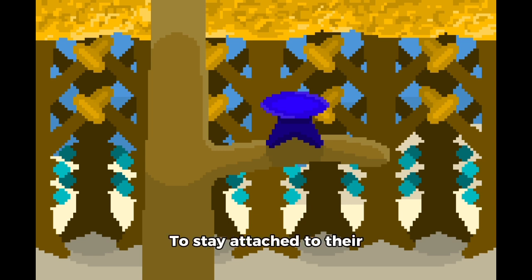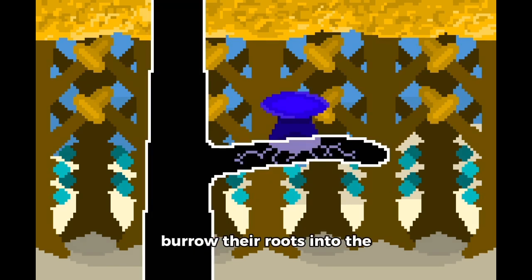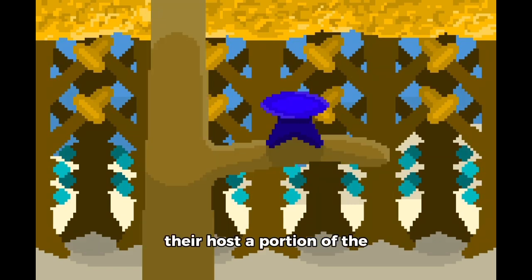To stay attached to their host, they may evolve to burrow their roots into the host plant's body. Perhaps these plants give their host a portion of the sugars they produce in exchange for the host plant's immune system not attacking. However, these plants may also use their blue color for defense against herbivores.